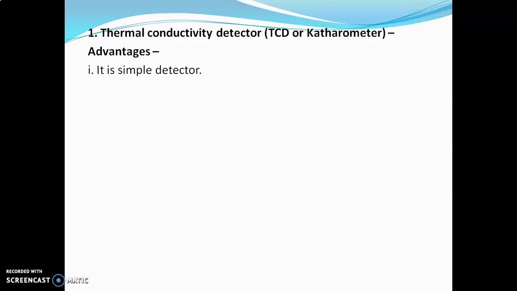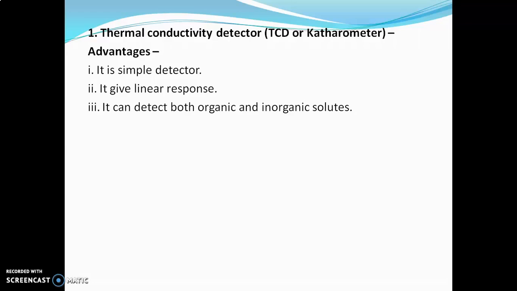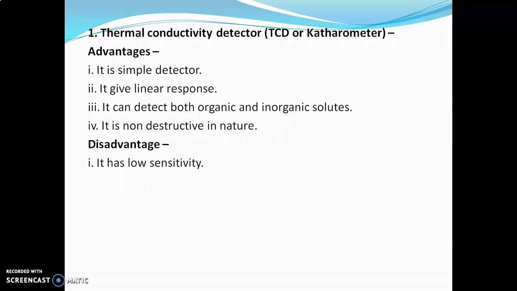Advantages: it is the most simple detector of GC. It gives linear response, that means as the concentration of solute increases, the response given by the detector is also increasing. It can detect both organic and inorganic solutes. It is non-destructive in nature. The solute structure is not destroyed by this detector. Now next we'll see disadvantages. First is it has low sensitivity. It can detect up to nanogram solute.